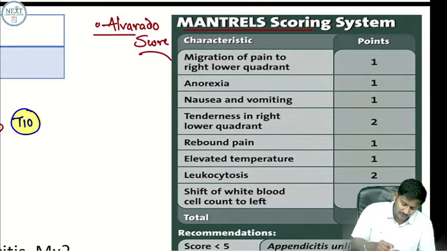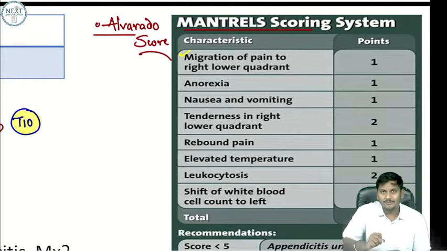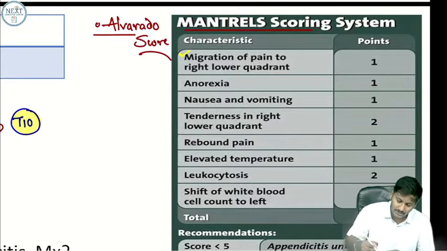So first of all, M is for migration of pain to the right lower quadrant, or migratory pain to the right iliac fossa, and it is given a score of 1. Next is A for anorexia, given a score of 1. Okay?